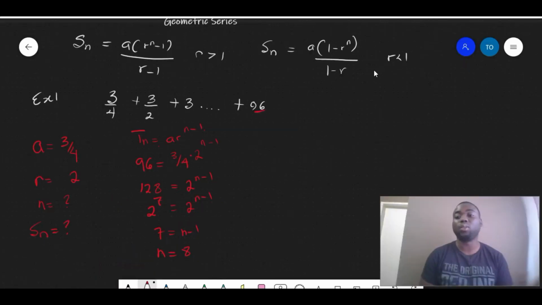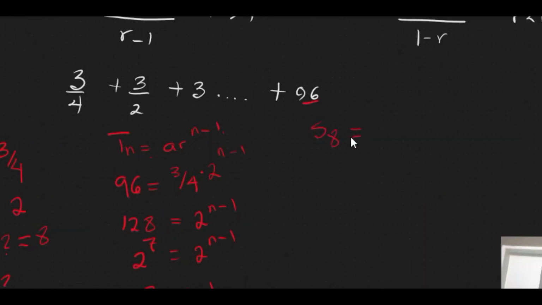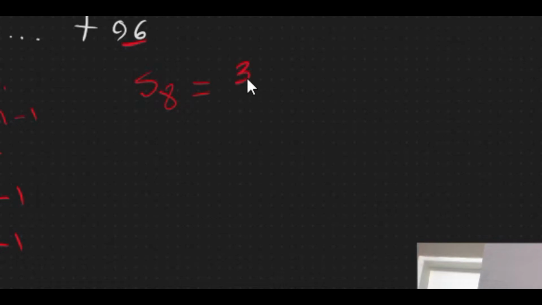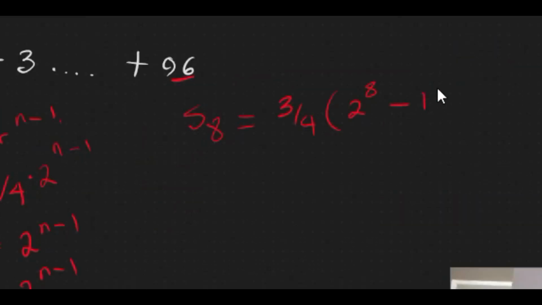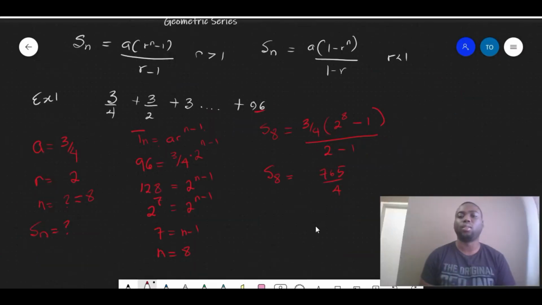Now, it doesn't matter which one you use, you're still going to get the same answer, but it's easier to stick to the rule. So in this case, let's stick to that and use the formula for where r is greater than 1. That's the one we're going to use, right? So we're just going to substitute everything we have here into that formula. So S8 is equal to... Putting that all in your calculator, you'll definitely get this as your answer.